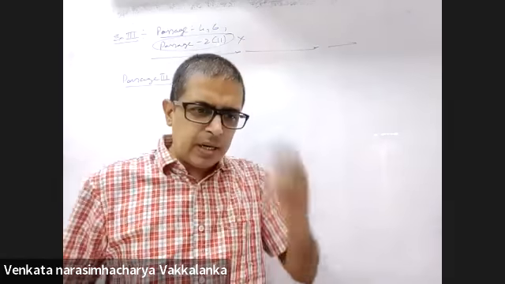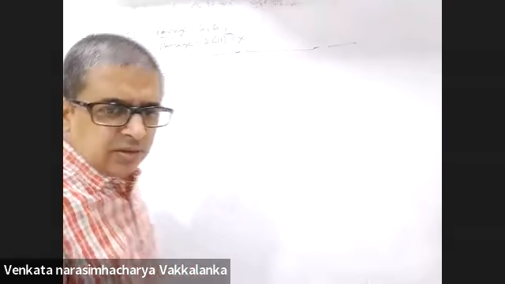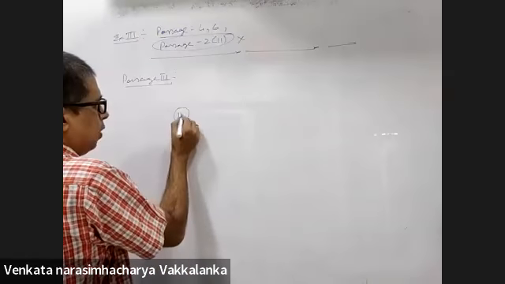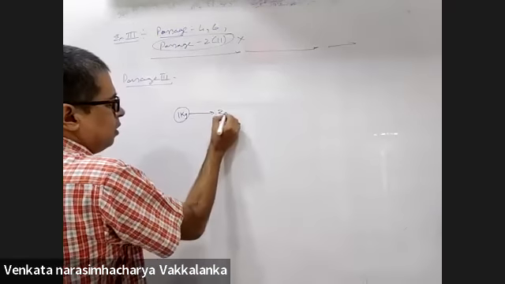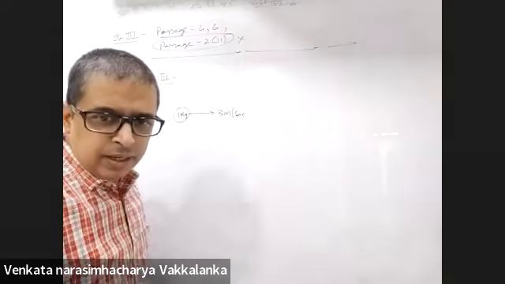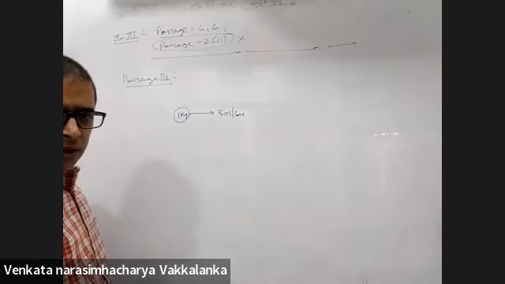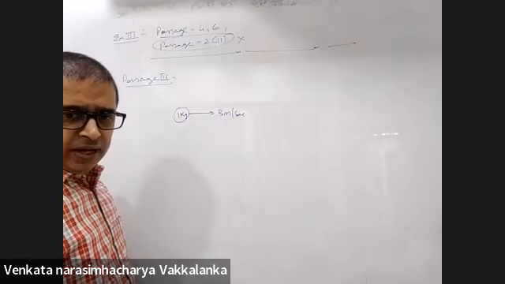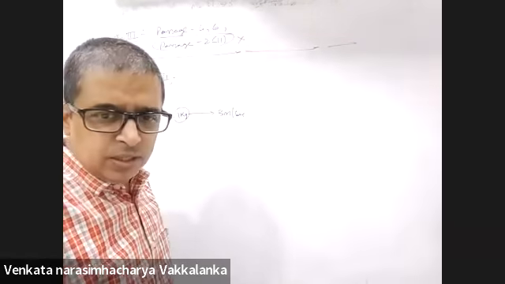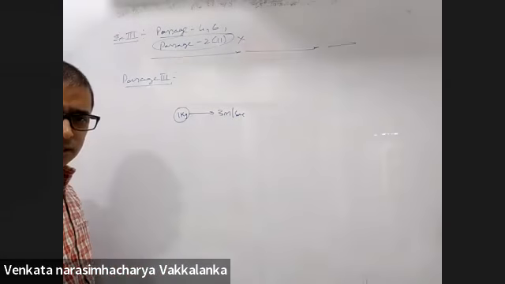Passage 3. One particle, 1 kg mass, moving along the positive x-axis with a velocity of 3 meters per second. Another particle of mass 2 kg moving along the positive y-axis. At time t equal to 0, the 1 kg mass is at 3 meters, 0.